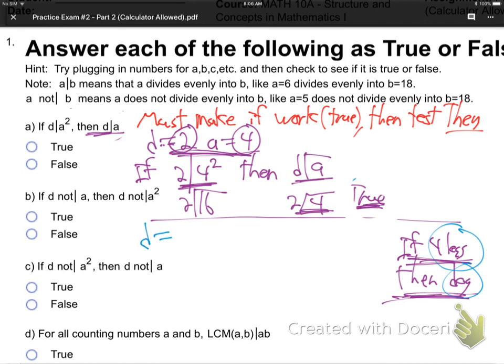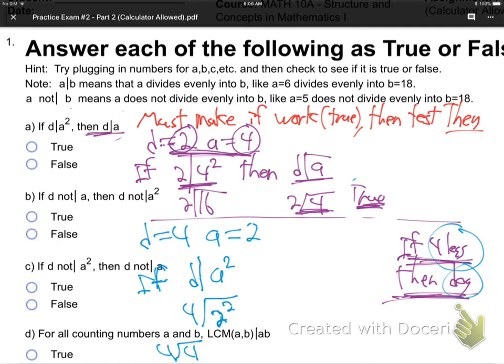What if instead you switch them? You let the D be 4 and the A be 2. Let's check the if. You got to make the if work. If D goes into A squared, does it? Does 4 go into A squared, 2 squared? Yeah, that's 4 go into 4. Yeah, that's true. Okay, I met the if. Then they're saying if you meet that if, which I did, 4 goes into 2 squared, the then will follow.